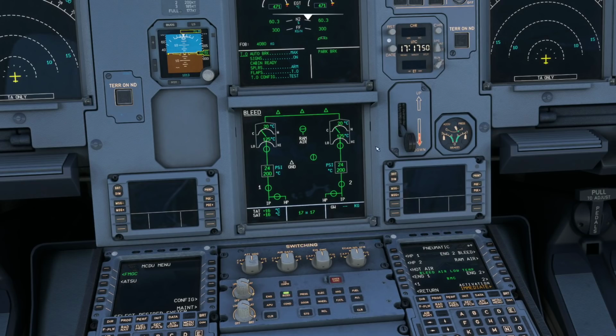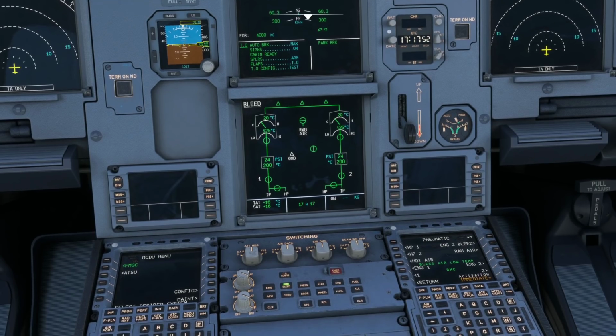There you go. So on to the BMCs. These are the bleed monitoring computers. We talked about them a little bit earlier. If I go ahead and fail BMC2, it will tell you bleed monitoring system 2 fault. However, you still get your readouts for the number 2 engine. This is because BMC1, like I said, they're semi-redundant. BMC1 has now taken over some of the duties of BMC2.